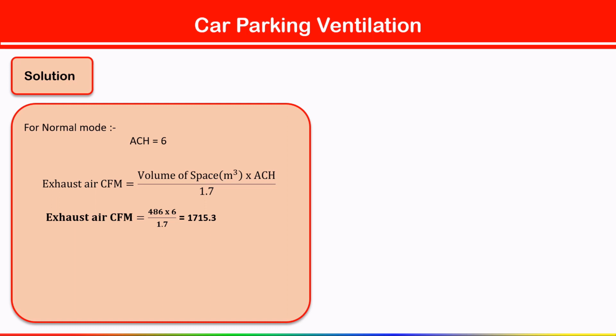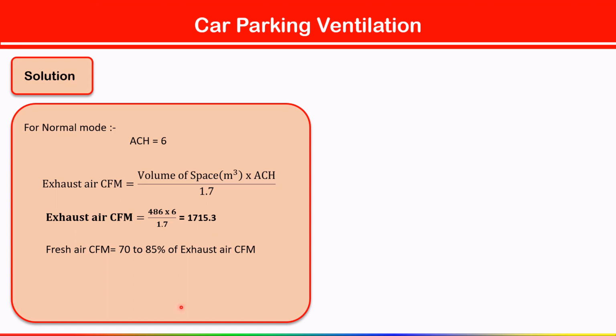Now I want to calculate the fresh air CFM. How can we calculate it? I have already told you the formula: 70 to 85% of exhaust air CFM is our fresh air CFM, so you have to take a value in this range. Suppose I take 80%. We have calculated the exhaust air CFM, as you can see in this image, as 1715.3. So take 80% of this exhaust air as fresh air.